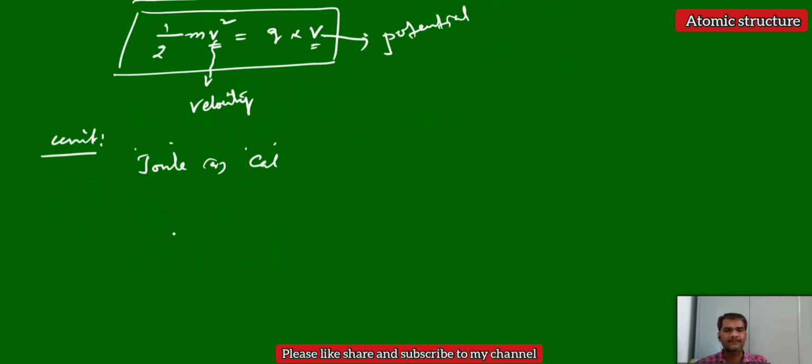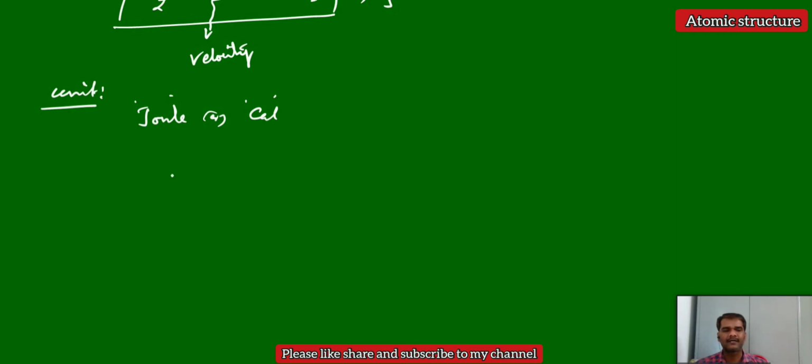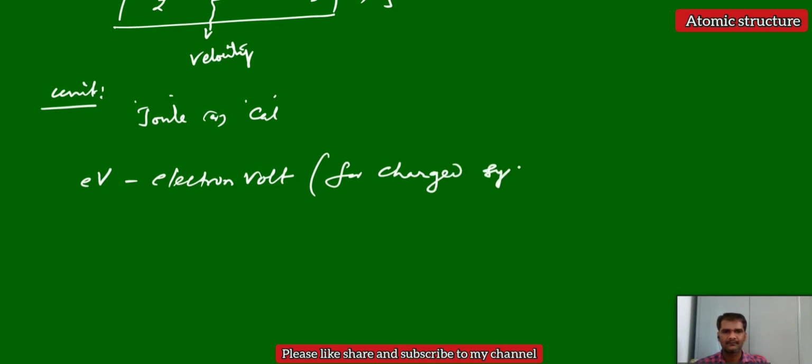But in case of a charged particle, we can use another unit, that is electron volt, eV, nothing but electron volt. This is also a unit for energy for charged systems. So now we will see the interrelation between electron volt, joules or calories. First of all, what is electron volt? We can define the electron volt like this.